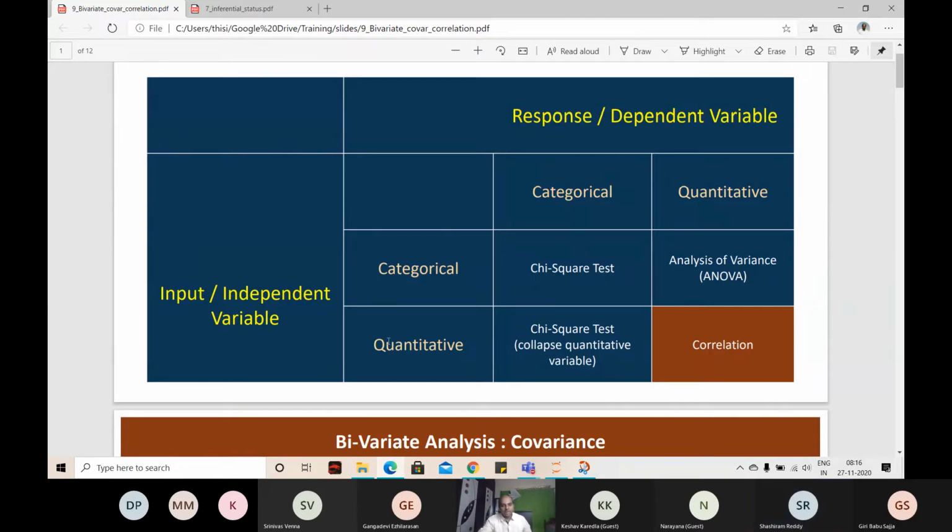So when you have to understand the relationship between quantitative and categorical, this quantitative column will be collapsed and made into a categorical column. We are converting the quantitative column into categorical, and then, since the target variable is categorical anyway, we do the chi-square test. I'll actually show you the examples also.